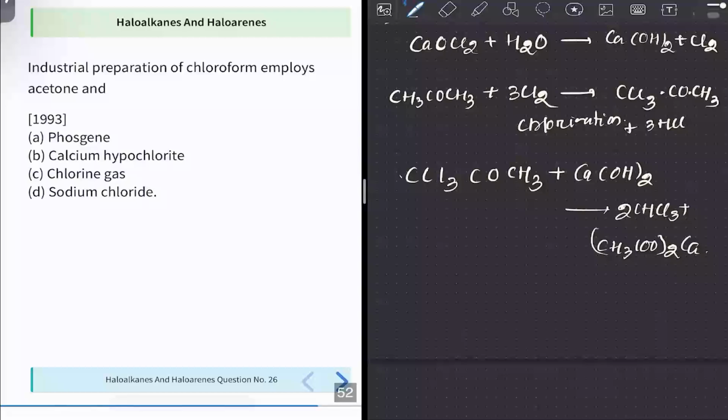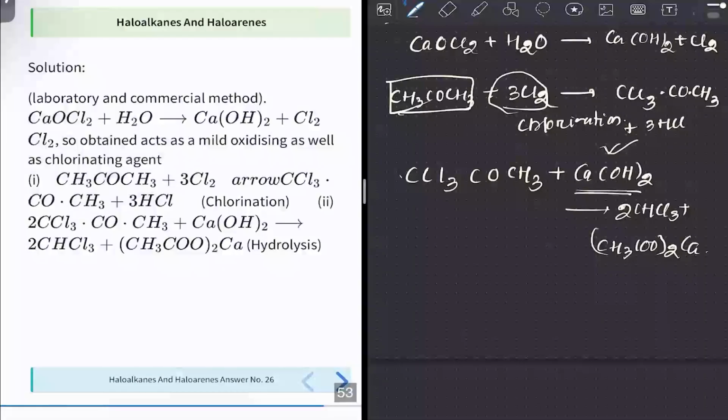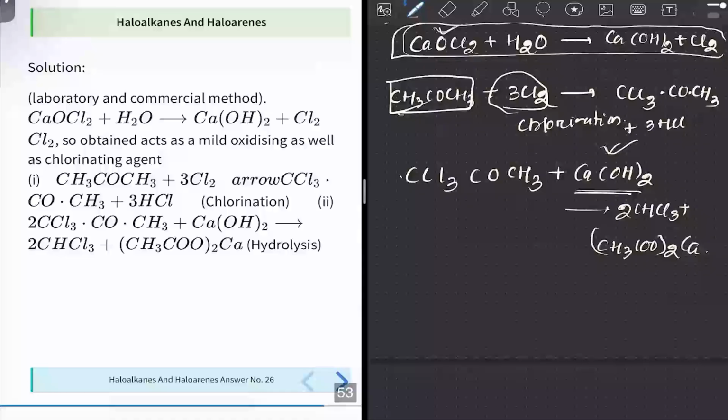So industrial preparation of chloroform employs acetone and phosgene, calcium hypochlorite, chlorine gas, or sodium chloride. This will be chlorine. The acetone and chlorine will react with each other alongside the calcium hydroxide in the last step to form CHCl3 or chloroform. So the correct answer is option C. This is not included in the reaction. It is just to form the chlorine.